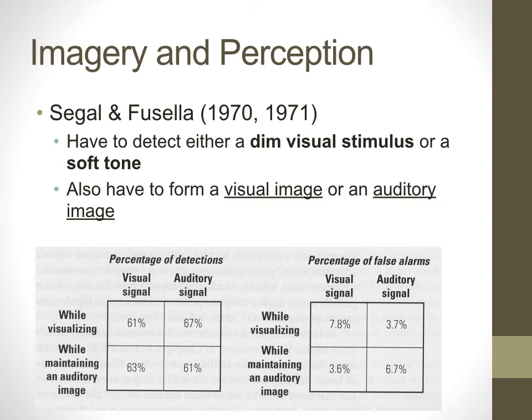The reverse was true with auditory signals. Participants were less successful in this detection of maintaining an auditory image than of visualizing. So basically, visual images often led to false alarms for participants trying to detect visual signals, whereas auditory images led to false alarms for auditory signals.